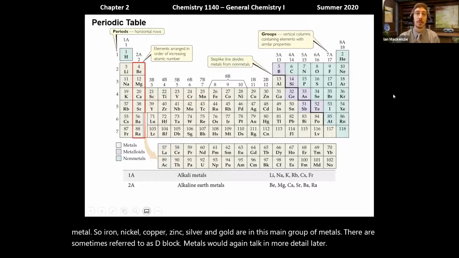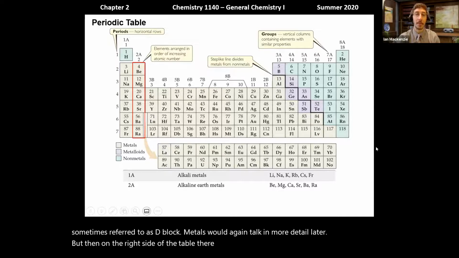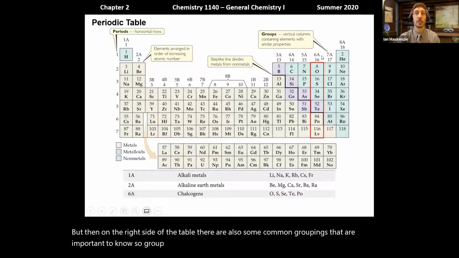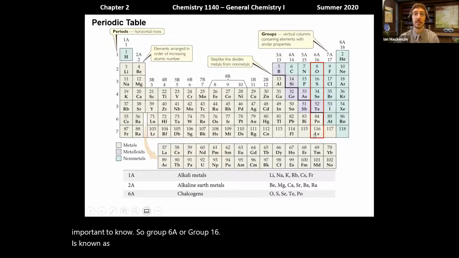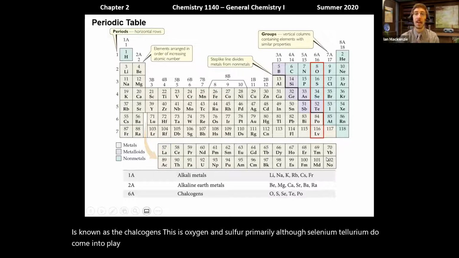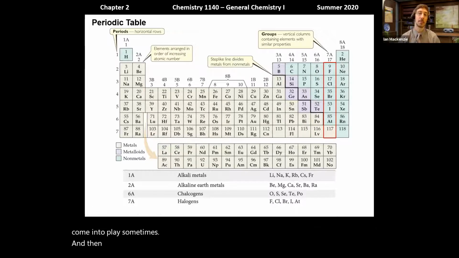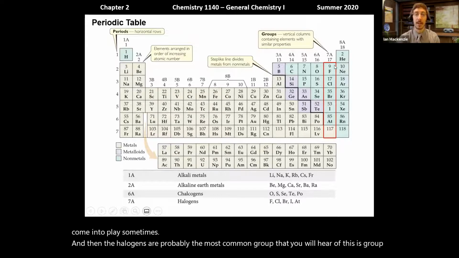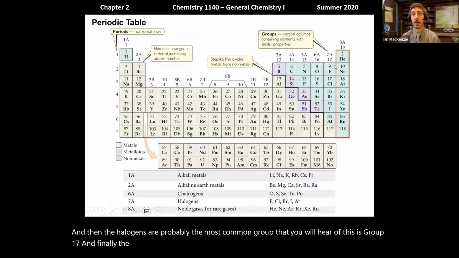But then on the right side of the table, there are also some common groupings that are important to know. So group 6A, or group 16, is known as the chalcogens. This is oxygen and sulfur primarily, although selenium and tellurium do come into play sometimes. And then the halogens are probably the most common group that you will hear of. This is group 17. And finally, the noble gases or rare gases are in group 18.